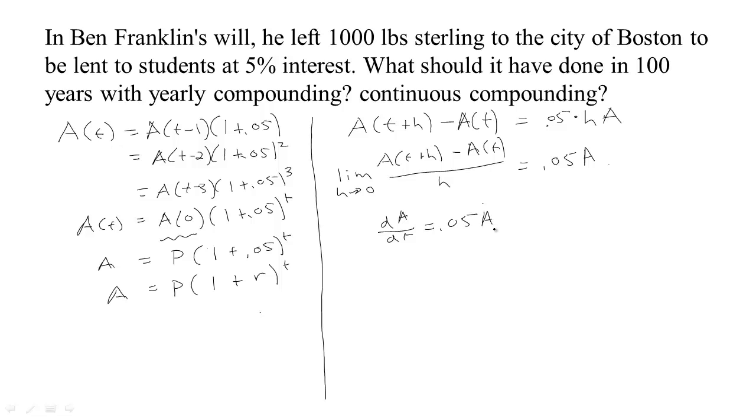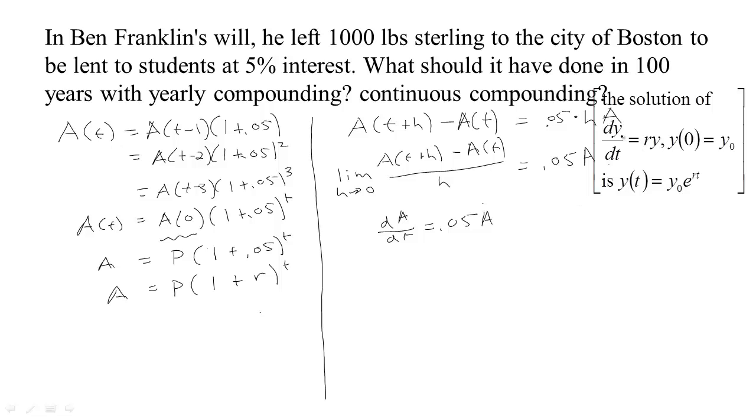Now you recognize this as a problem that we've already solved, right? Anytime you have to solve d quantity dt is proportional to the quantity, you know that this is the solution. You get it by separation of variables.